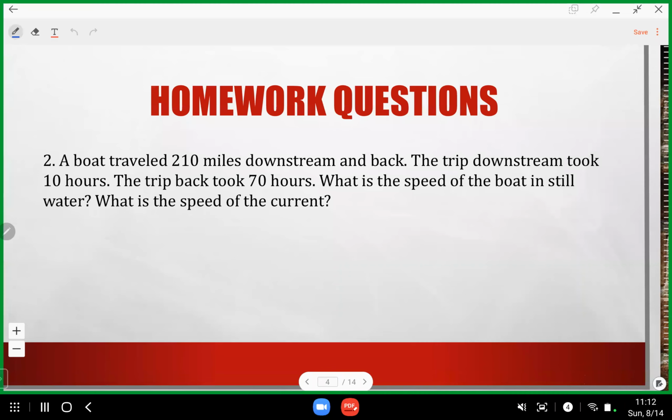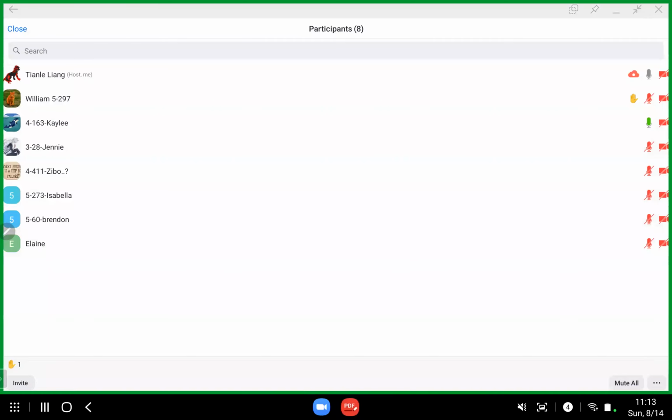Sure. It gives you the entire time, so I changed it into miles per hour. So when they traveled downstream, it took 10 hours. So 210 miles in 10 hours is equal to 21 miles per hour. And then 210 miles in 70 hours is the same as 3 miles in an hour.